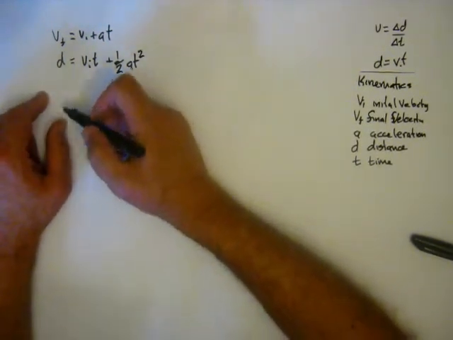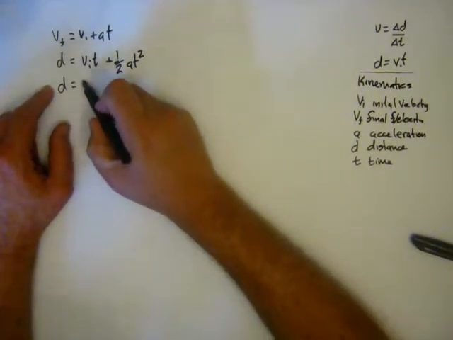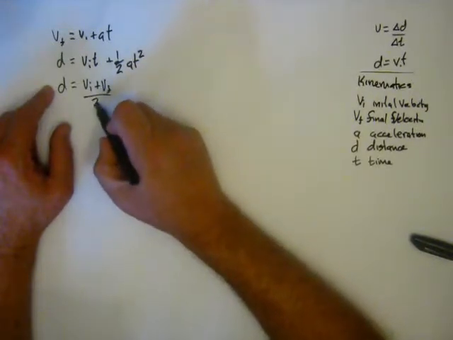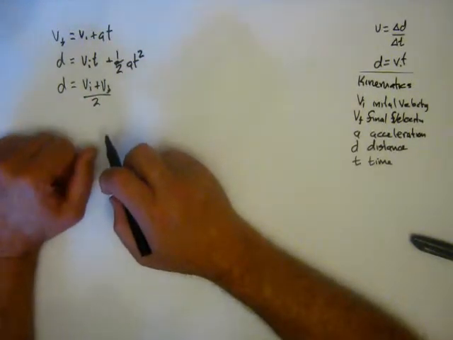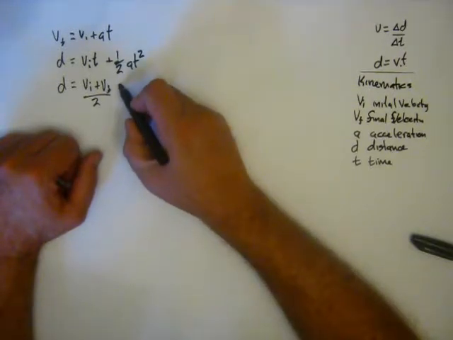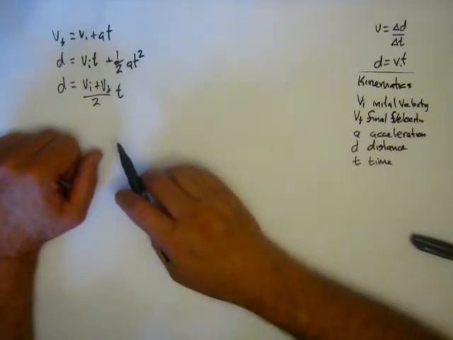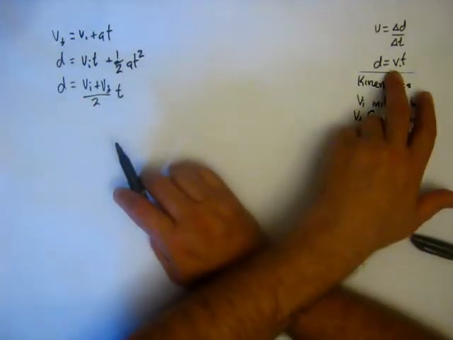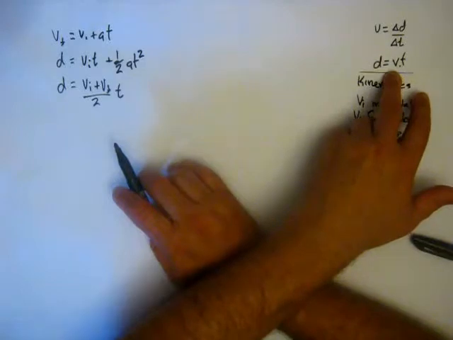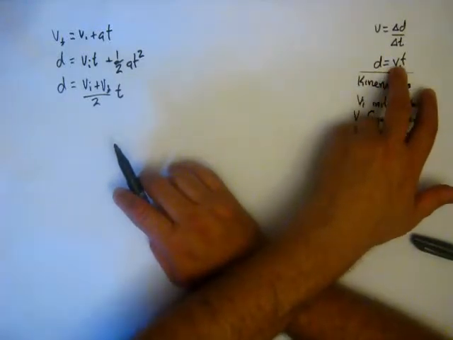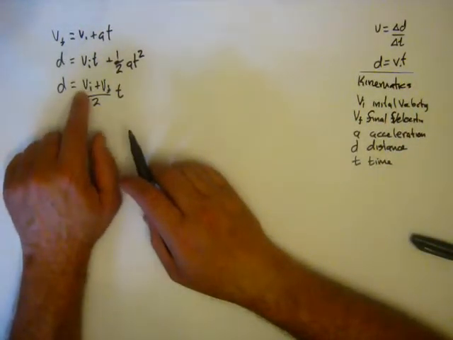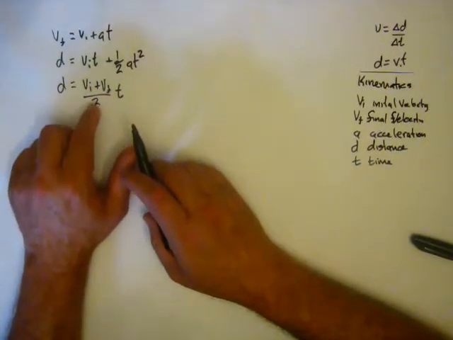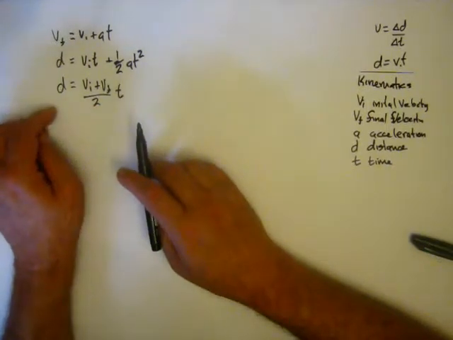The other one: d is equal to (VI plus VF) over 2, times t. So d is equal to the average velocity times the time. Instead of using the velocity, we take the average velocity. The way we work out the average is we take the initial amount and the final amount, and we divide by the number of things, which is 2. So that's how we do averages.